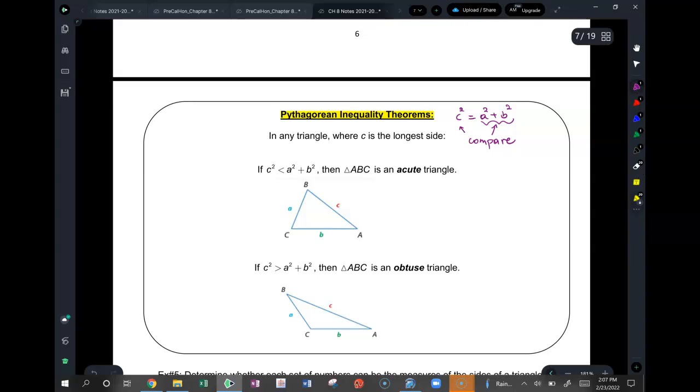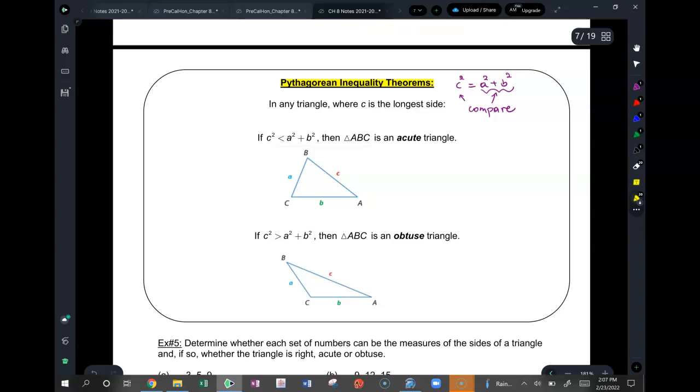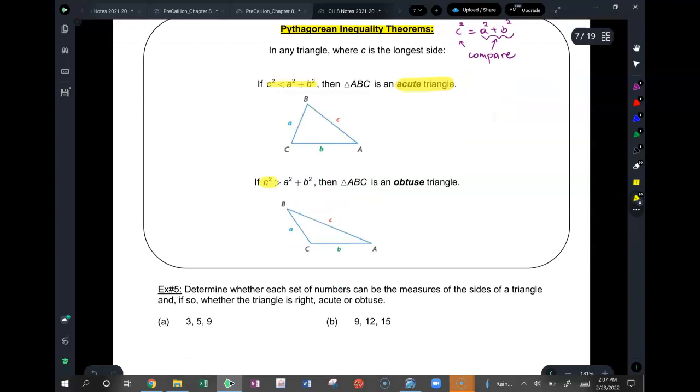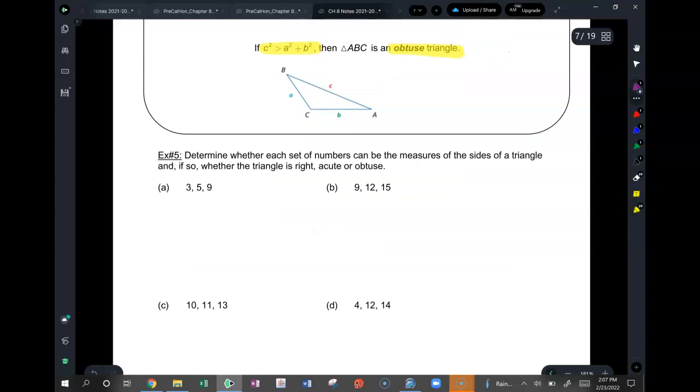So here's the theorem. It's very straightforward. If c squared is less than a squared plus b squared, then what you have is an acute triangle. If c squared is greater, then it's obtuse. So if c squared is less, acute. Equal, right. Greater, obtuse. Okay? So c is always the larger one.